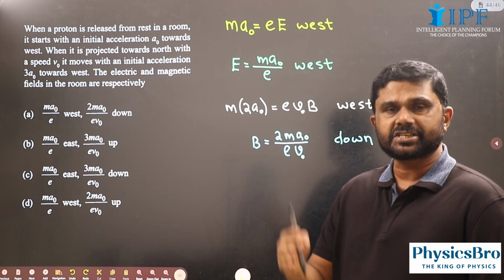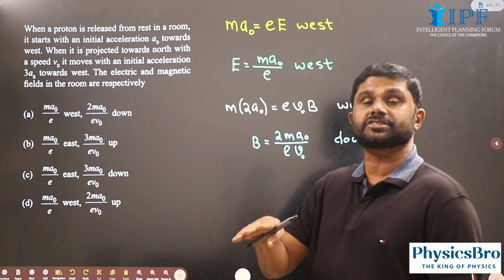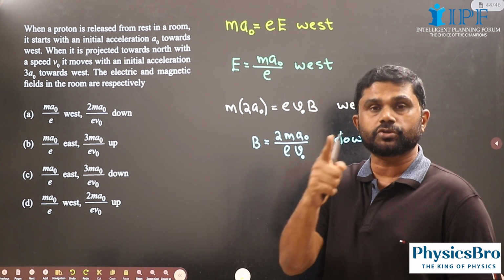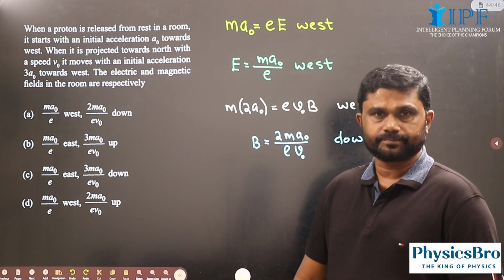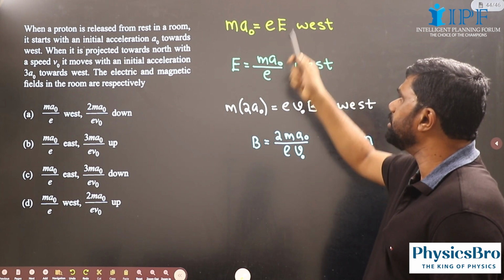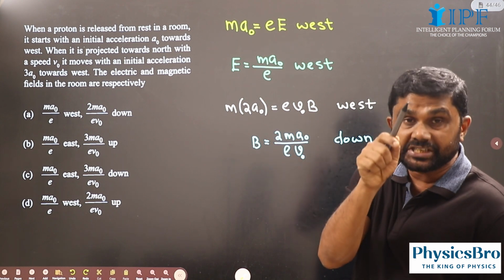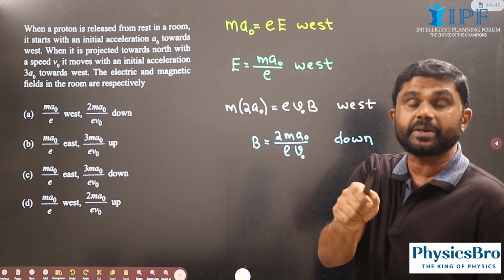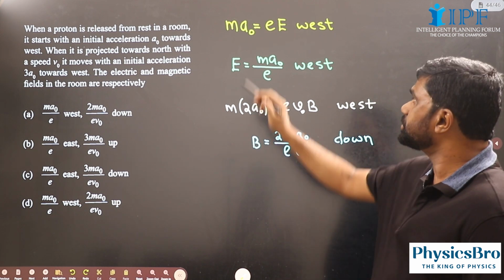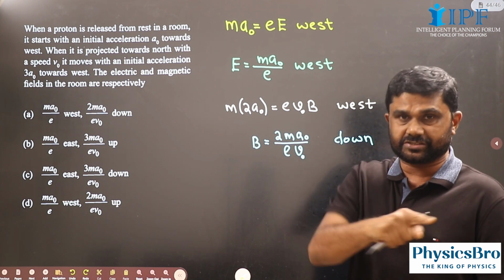Okay, initial acceleration: even though it is at rest, it experiences an acceleration, which means the acceleration is only due to electric force. The acceleration is A0, so the force will be MA0. The electric force MA0 equals the electronic charge times the intensity of the electric field. Now, it being a proton, a positively charged particle, it will experience a force along the direction of the electric field. If it experiences a force due west, then the electric field must be directed due west.